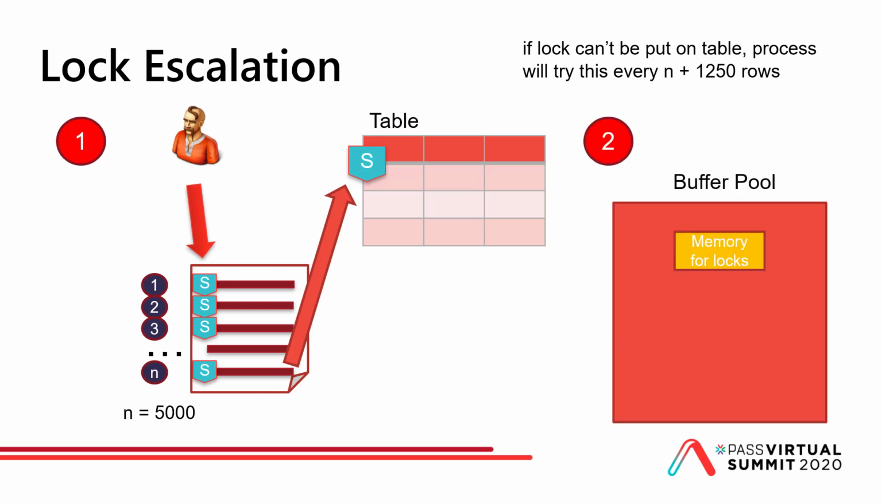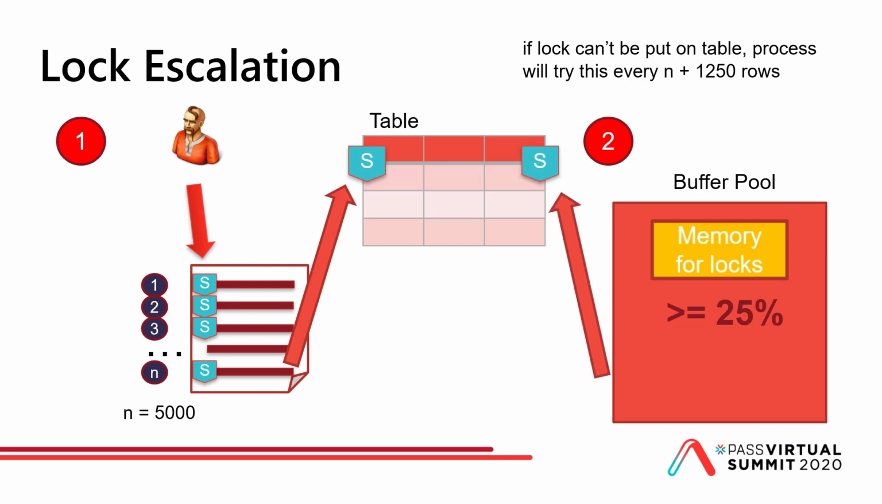Second case: if the memory for locks becomes bigger than 25% of the overall buffer pool, SQL Server will do the lock escalation again. And it will try to do this lock escalation until the memory for locks exceeds 60%. After this, queries will start to fail.